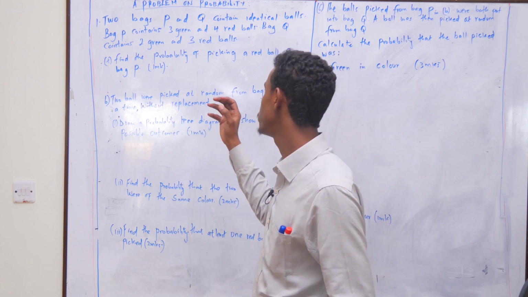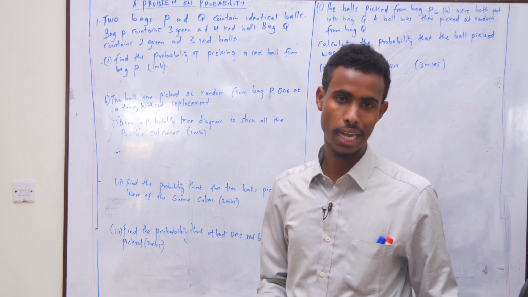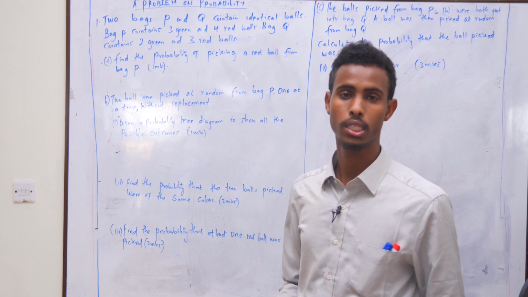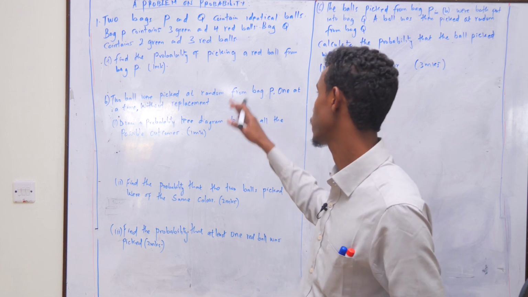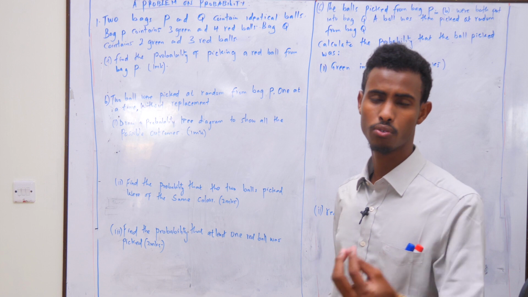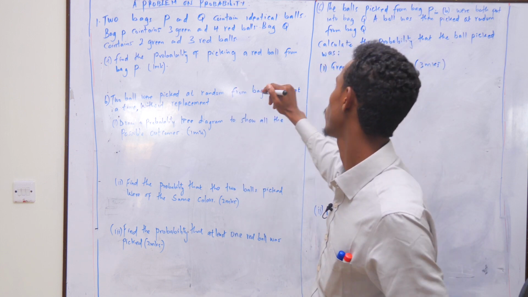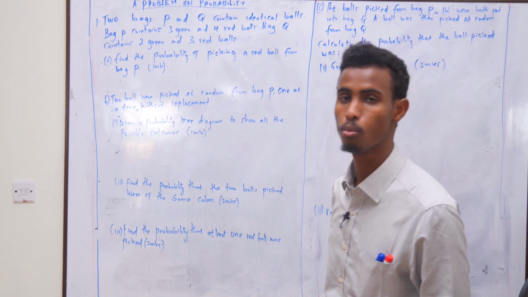Two bags, P and Q, contain identical balls except for the colors. The balls are identical in structure, shape, everything, but they can only be distinguished by the color. We have some balls which are red, others are green in color. Now we have two bags, bag P and bag Q. Bag P contains 3 green and 4 red balls. Bag Q contains 2 green balls and 3 red balls.